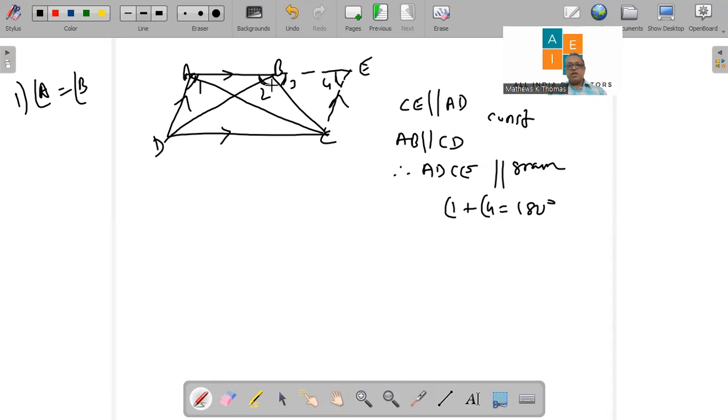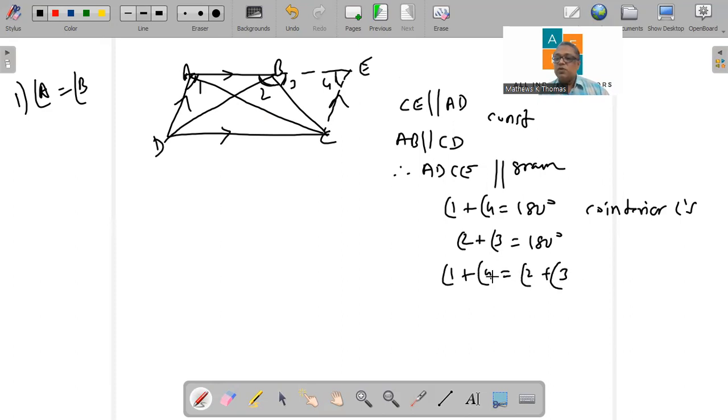Now we have numbered angle B here inside 2 and outside 3. So 2 plus 3 is 180 because linear pair. This is because co-interior angles. Because these are parallel lines, it's a parallelogram. So these are co-interior angles which add up to 180. 2 and 3 form a linear pair. So 1 plus 4 is equal to 2 plus 3. Two things equal to the same thing are equal to each other.